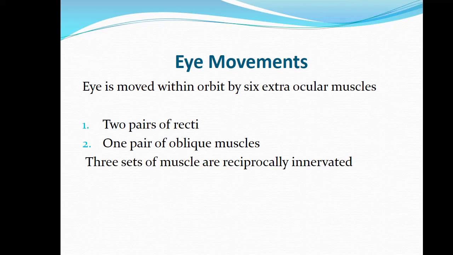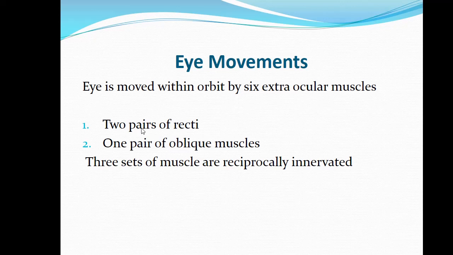The topic for today's discussion is eye movements. The eyeballs are moved within the orbit by six extraocular muscles. The six extraocular muscles form three pairs. There are two pairs of the recti muscles and one pair of oblique muscles.